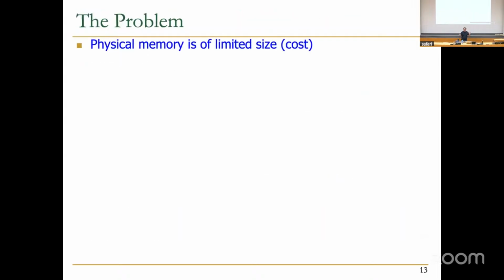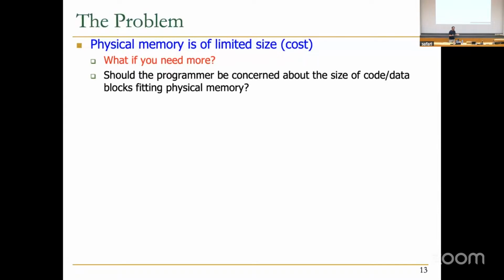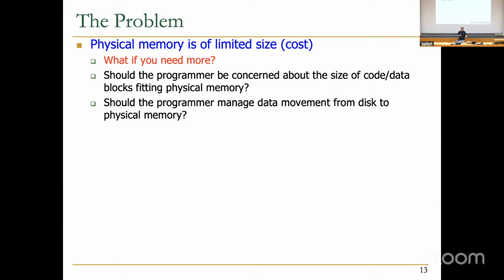First, physical memory is of limited size. What happens if my program needs more memory than the size of the physical memory? For example, should the programmer be concerned about the size of the code and the data, whether it fits in the memory, and where I should place it in the memory? Should the programmer care about whether the data is fetched from the disk or from the memory? Should the programmer care about fetching it from the disk to the memory or back and forth?